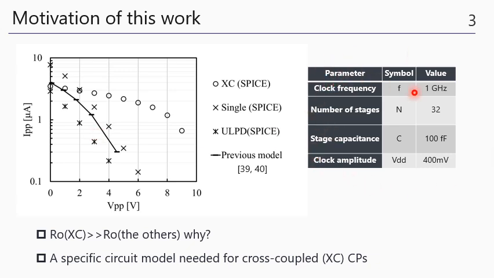Based on these conditions, when we draw this graph, we came up with the question: why is the output resistance of the cross-coupled rectifier much larger than the others? Also, we need a specific circuit model for cross-coupled CMOS charge pumps, rather than the previous model.